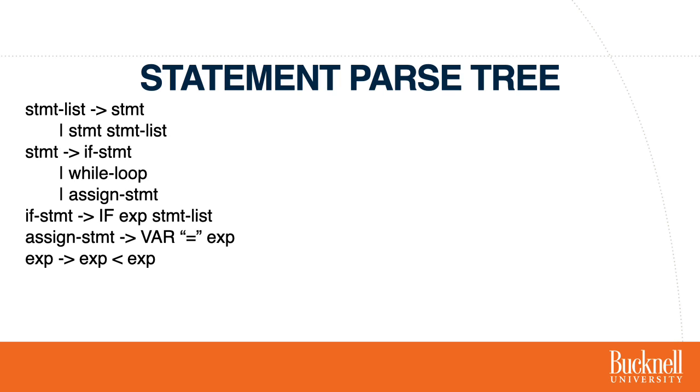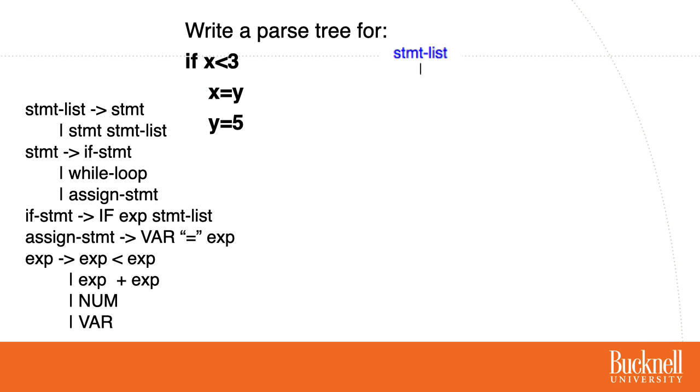An expression can be an expression less than an expression, or it can be an expression plus an expression, or any number of other operators. Or it can be a number or a variable. Suppose we wanted to create a parse tree for if x is less than 3, x equals y, y equals 5. This is a pretty simple piece of code, but despite its simplicity, the parse tree for it is actually quite complex.